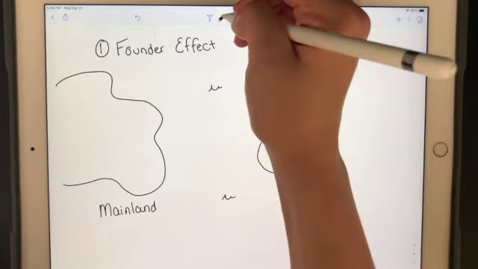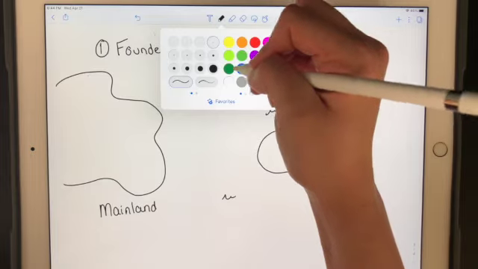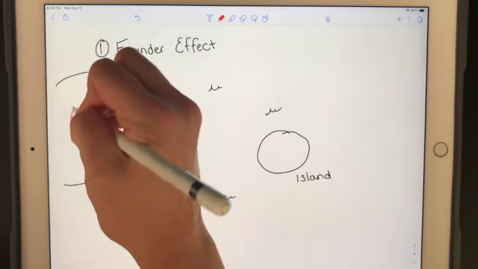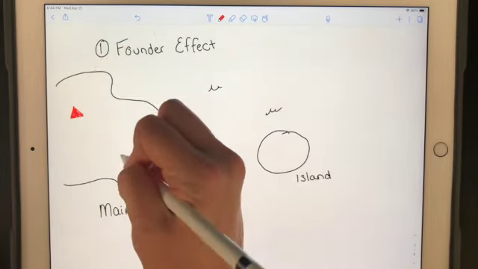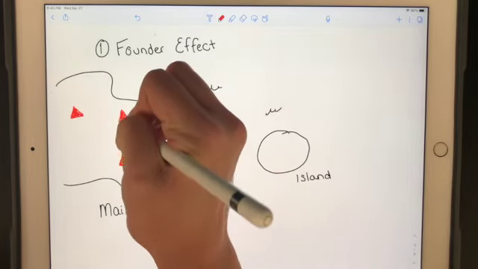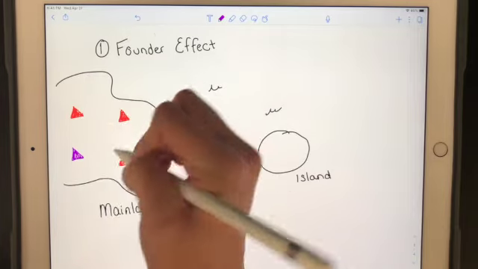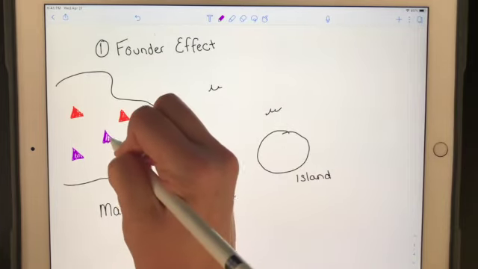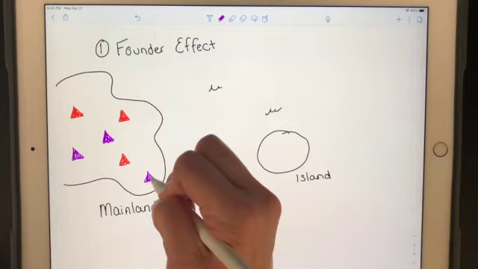On the mainland, we're going to have a pretty diverse population of triangles. I'm going to draw in some red ones, draw in some purples, some orange.